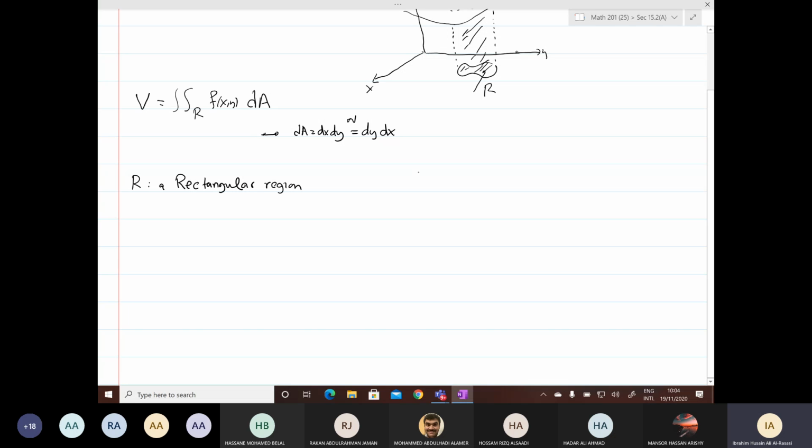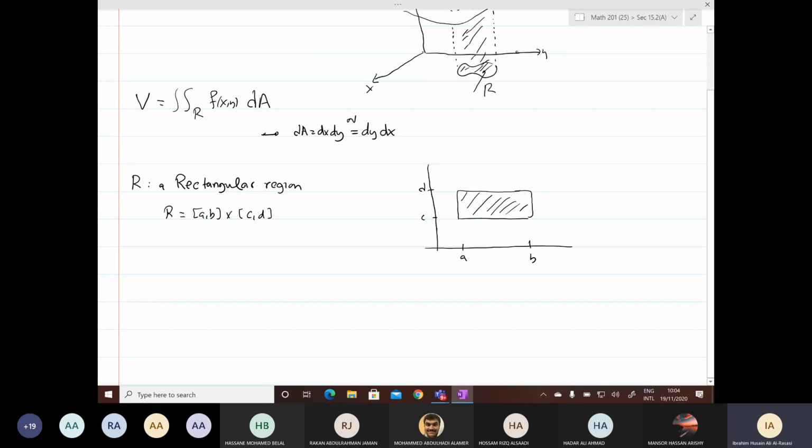Okay, so let me just write this. This is a rectangular region. So this is a, and this is b, and this is c, and this is d. So this is the region here. A rectangular region is described as follows: you take the x interval [a, b] times the y interval [c, d].